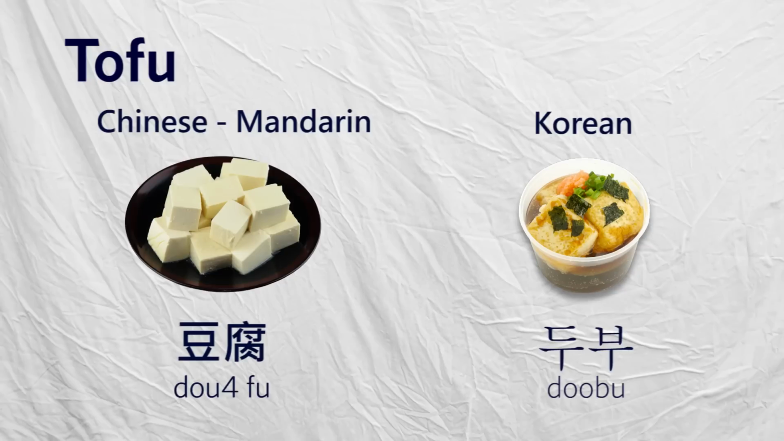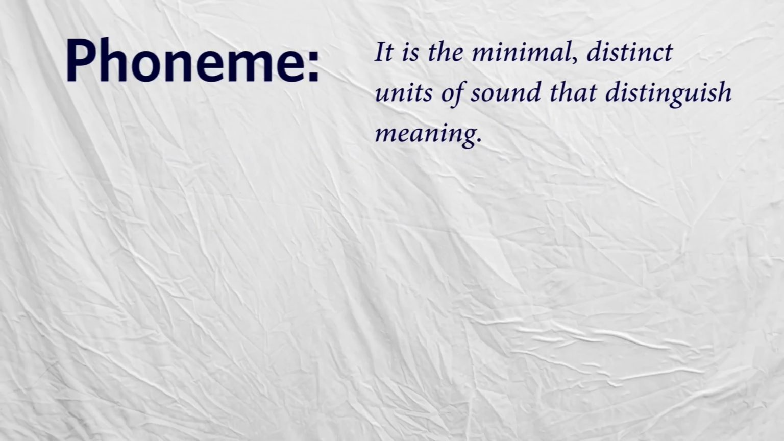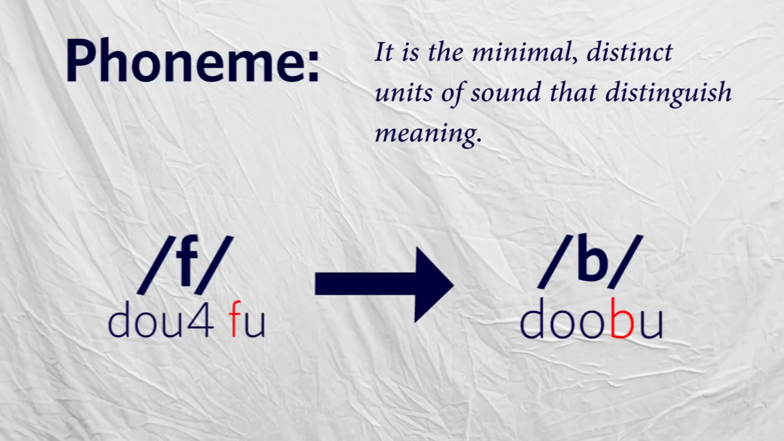To understand this, we need to define what a phoneme is. It is the minimal distinct units of sound that distinguish meaning. Because the Korean language has no voiceless labial dental fricative, it is replaced with b, the voiced bilabial plosive.